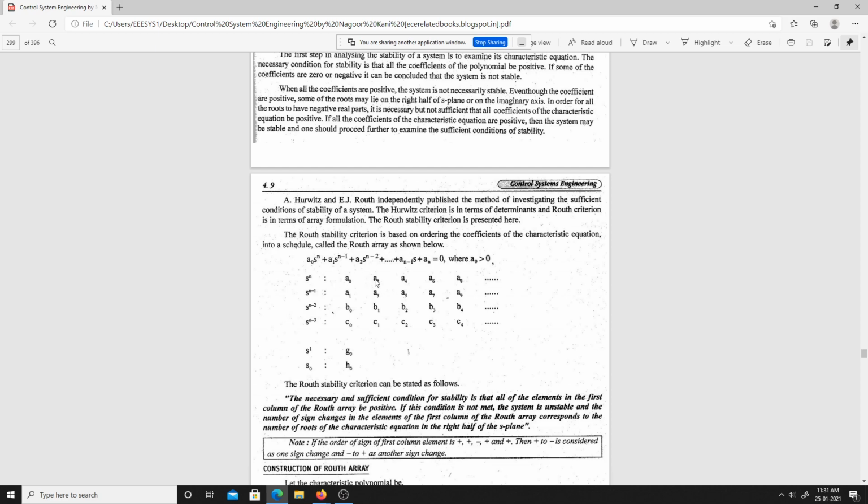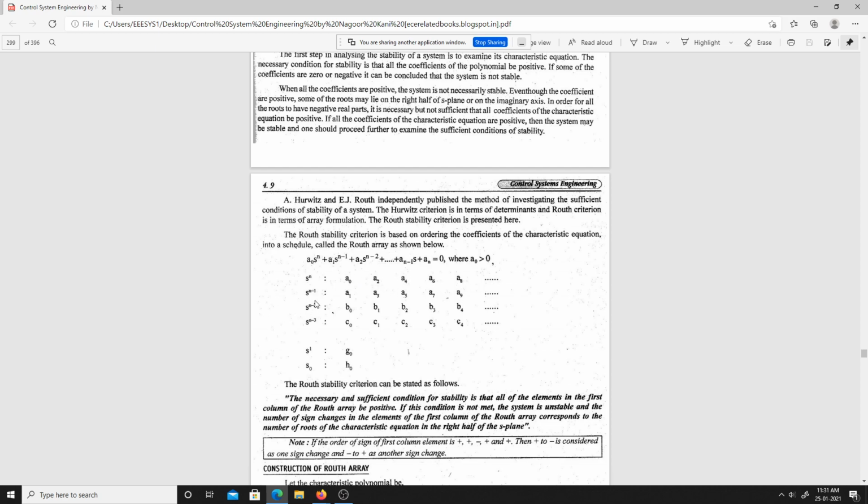So a0, a2, a4, a6, a8, like that I am supposed to take. And in the second row I am supposed to take s power n minus 1: a1, a3, a5, a7, a9, and so on. Like that it will be continued. So these first two rows, whatever we are having here, we directly get from this characteristic equation. Is it clear? With the help of this characteristic equation we can easily write these first two rows; they will be easily available for us.